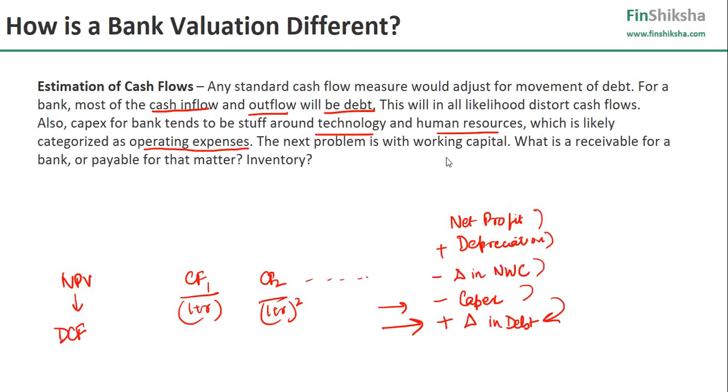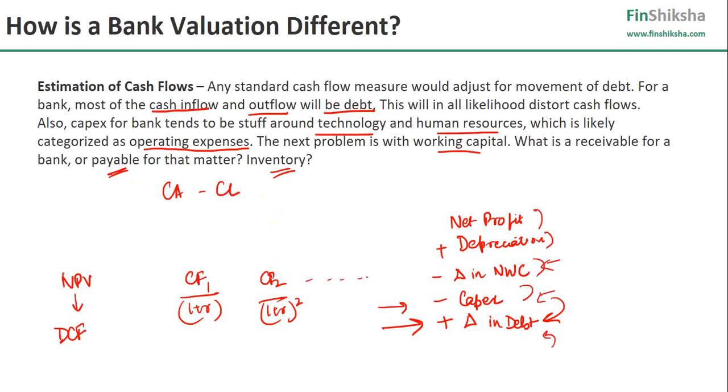And the third problem is working capital. Right? What do you define as working capital? So working capital is basically current assets minus current liabilities as per the conventional definition. And current assets would be receivables. So what would be receivables for a bank? What would be payables? There's no inventory, right? So technically, a lot of these concepts, which is net working capital, Capex, change in debt, do not work.